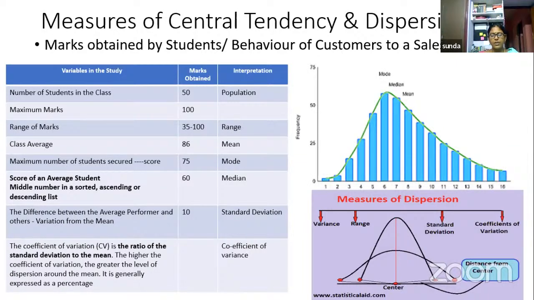Okay, so when it comes to students' information, assume you are evaluating your financial accounting answer papers. With your answer papers, what kind of inferences can we draw? We can find out the number of students in the class, the maximum number of students. Let us assume 50 students are there. And out of 50 students, and you are conducting an examination for 100 marks, what is the range of marks obtained by the entire class?